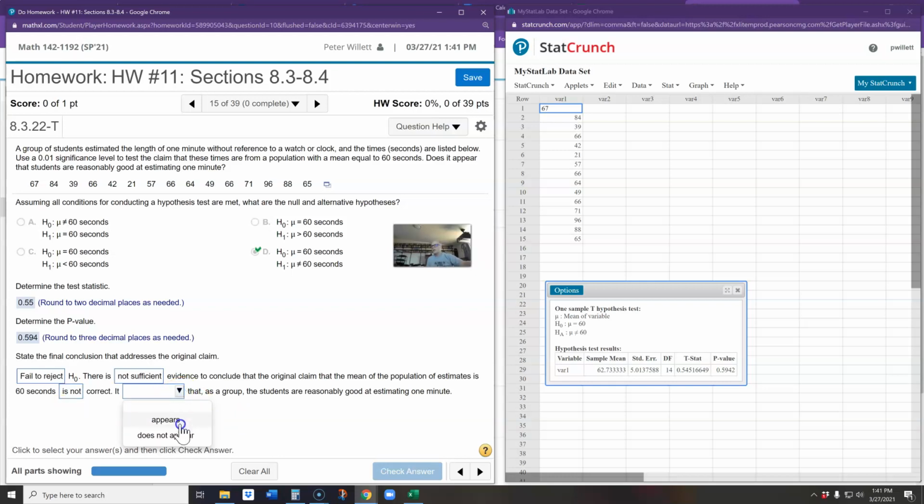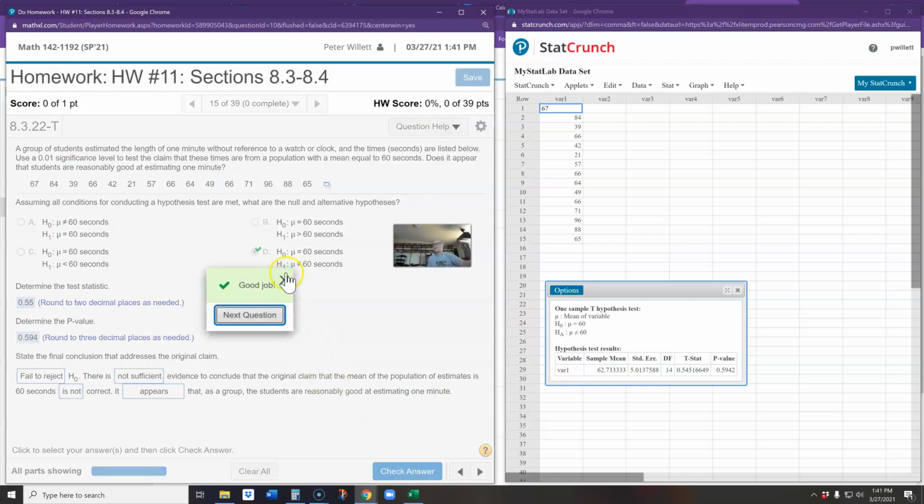It appears that as a group, the students are reasonably good at estimating 1 minute. All right, I think that's what they want. I'll check my answer and find out. I kind of don't like that answer. I think that's what they want, which it is.